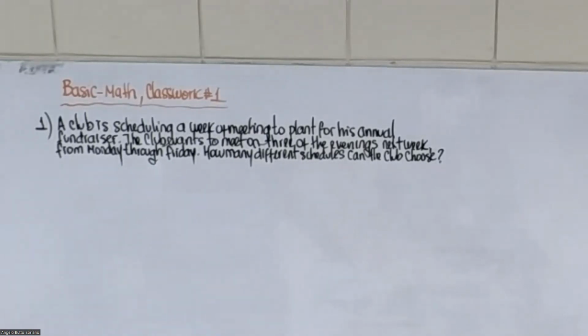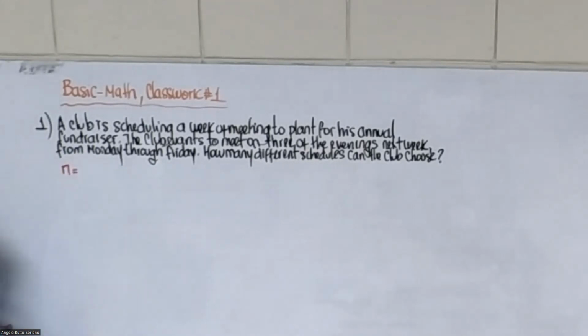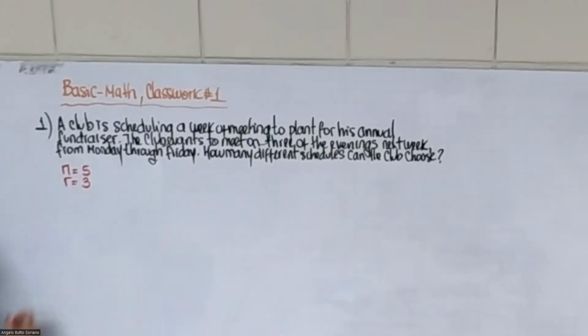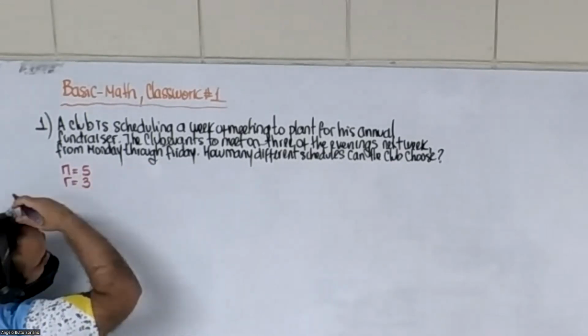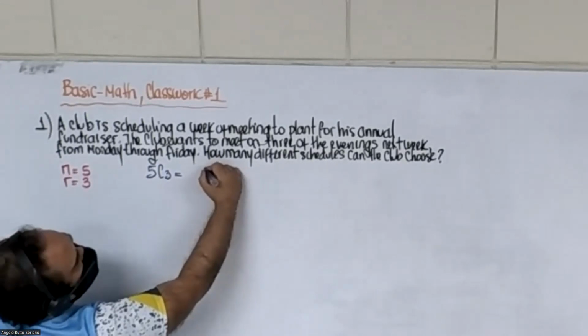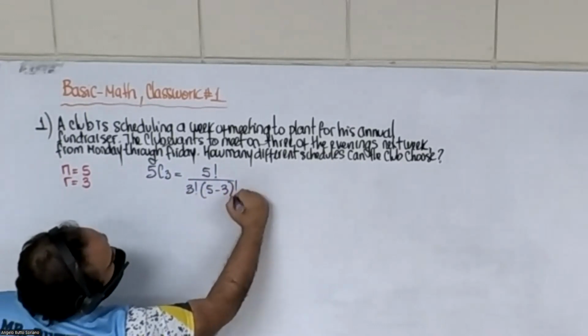To apply the combination, the first thing we must identify is the n and r values. The n value will be 5 because we're talking about the 5 days of the week: Monday, Tuesday, Wednesday, Thursday, Friday. The letter r represents the 3 meetings that we're supposed to arrange. Because we are looking for the combination, this is going to be 5C3, given by 5 factorial over 3 factorial times (5 minus 3) factorial.